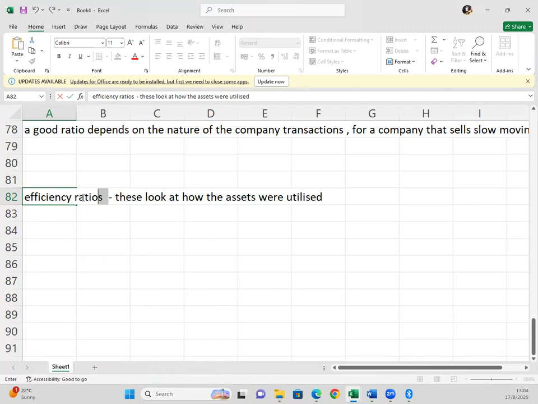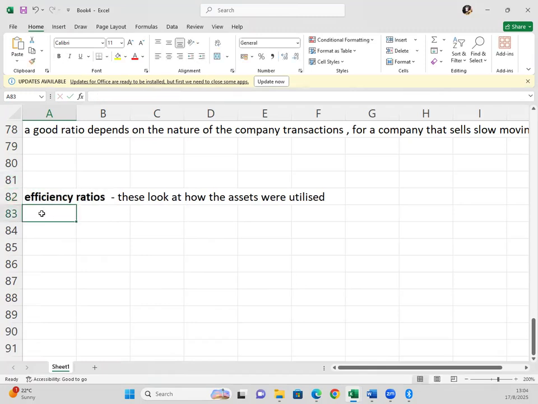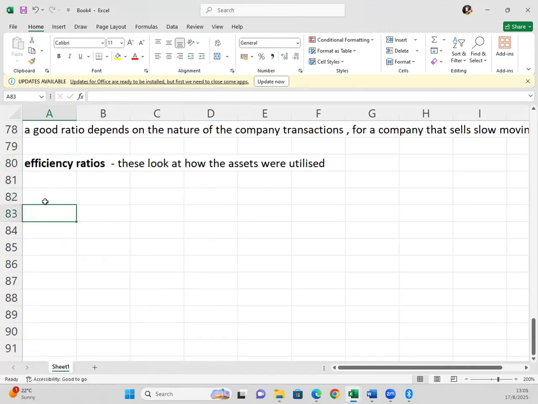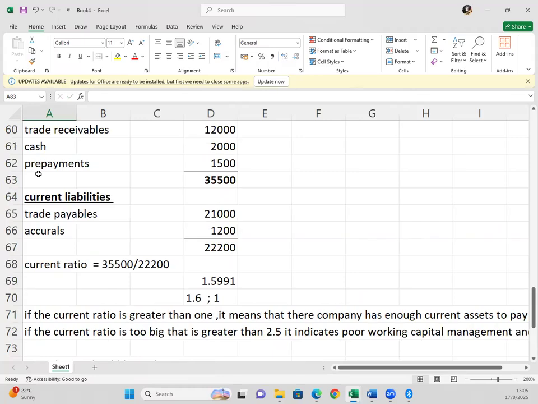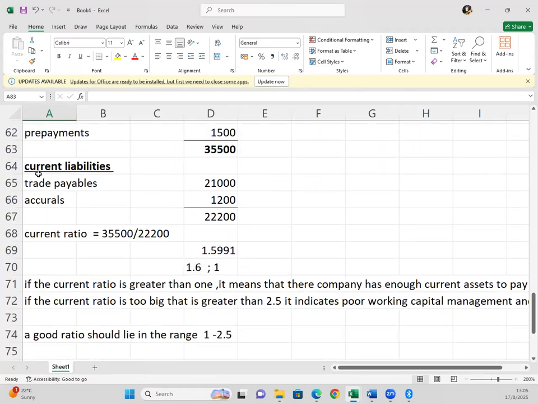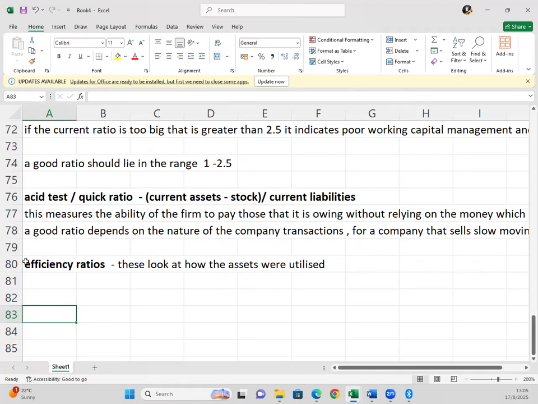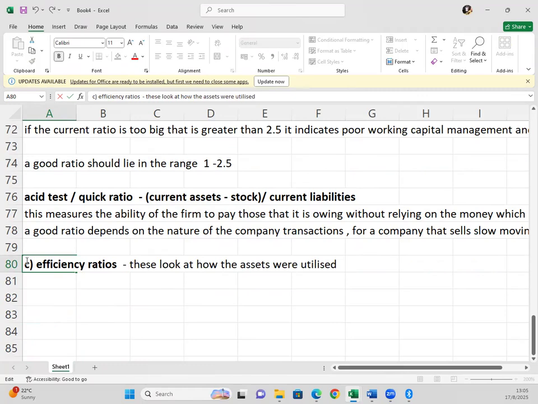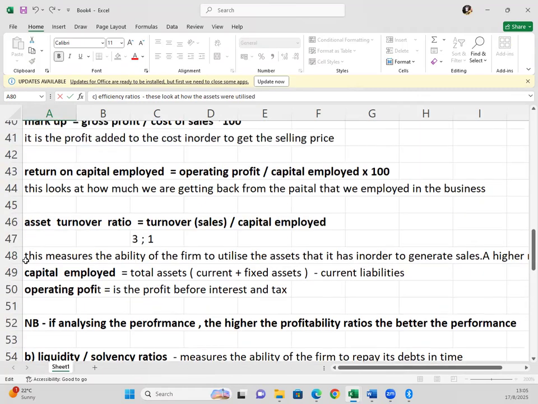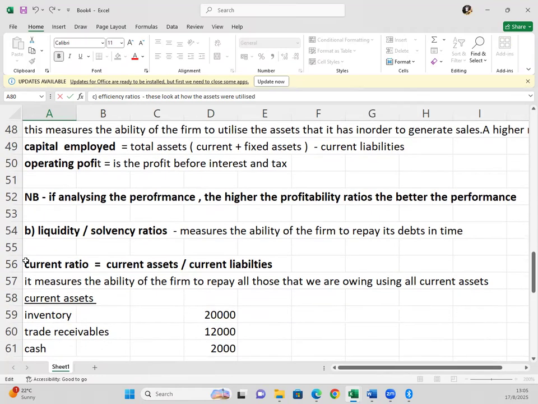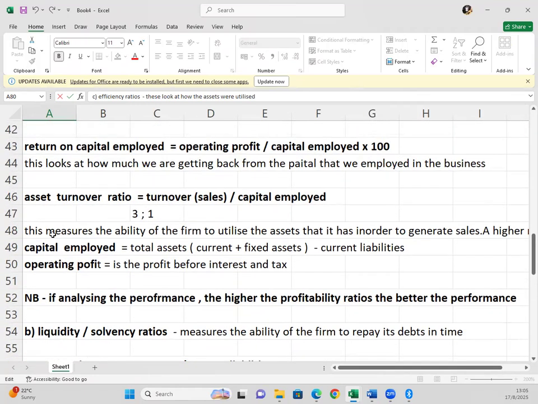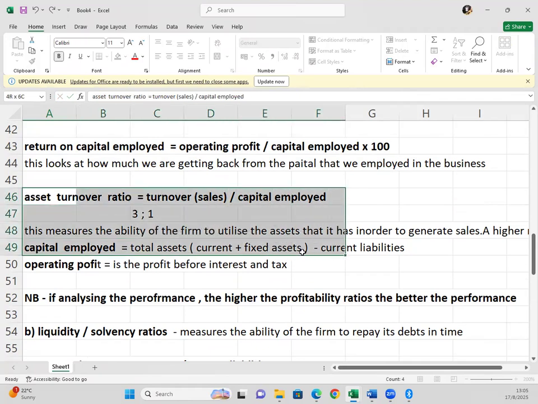So the assets of the business, we can either use them for the benefit of the organization or we can misuse the assets. So the efficiency ratios will look at how good we were in terms of utilizing the assets. I think the asset turnover, we can put it under efficiency. I think that is the right position instead of putting it under profitability. Because the definition would say this measures the ability to utilize the assets.